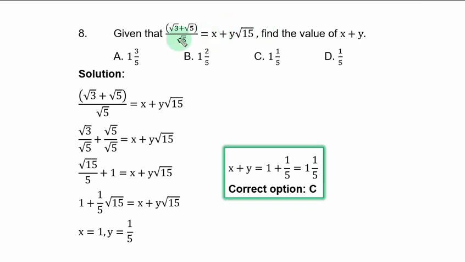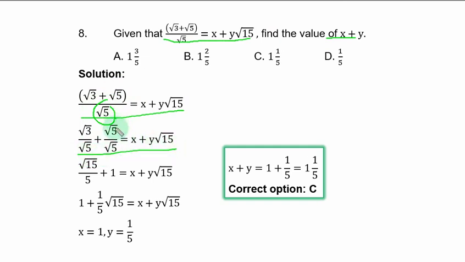Question 8. Given that root 3 plus root 5 over root 5 is equal to s plus y root 15. Find the value of s plus y. So you have the given problem. Now let's simplify the left hand side. Root 3 plus root 5, they can share root 5 in common. You can break it down, so you have it in this form.